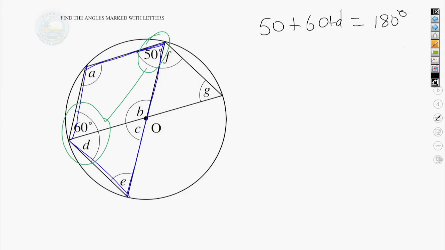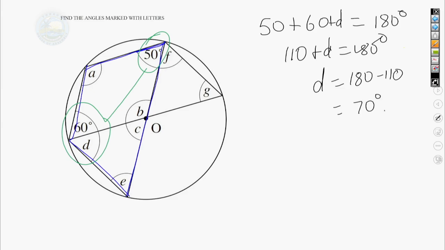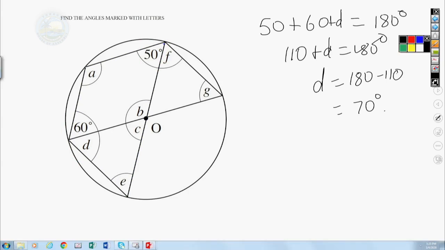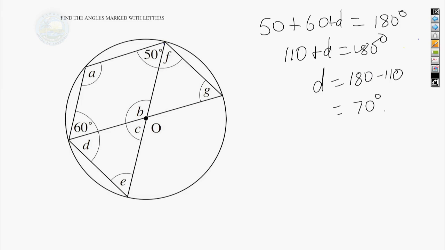Now 50 and 60 we know is 110. So 110 plus D is 180. So that makes D 180 minus 110. So D angle is 70 degrees. Let's write it in. Again, we're writing our answers in blue. So here is 70 degrees.